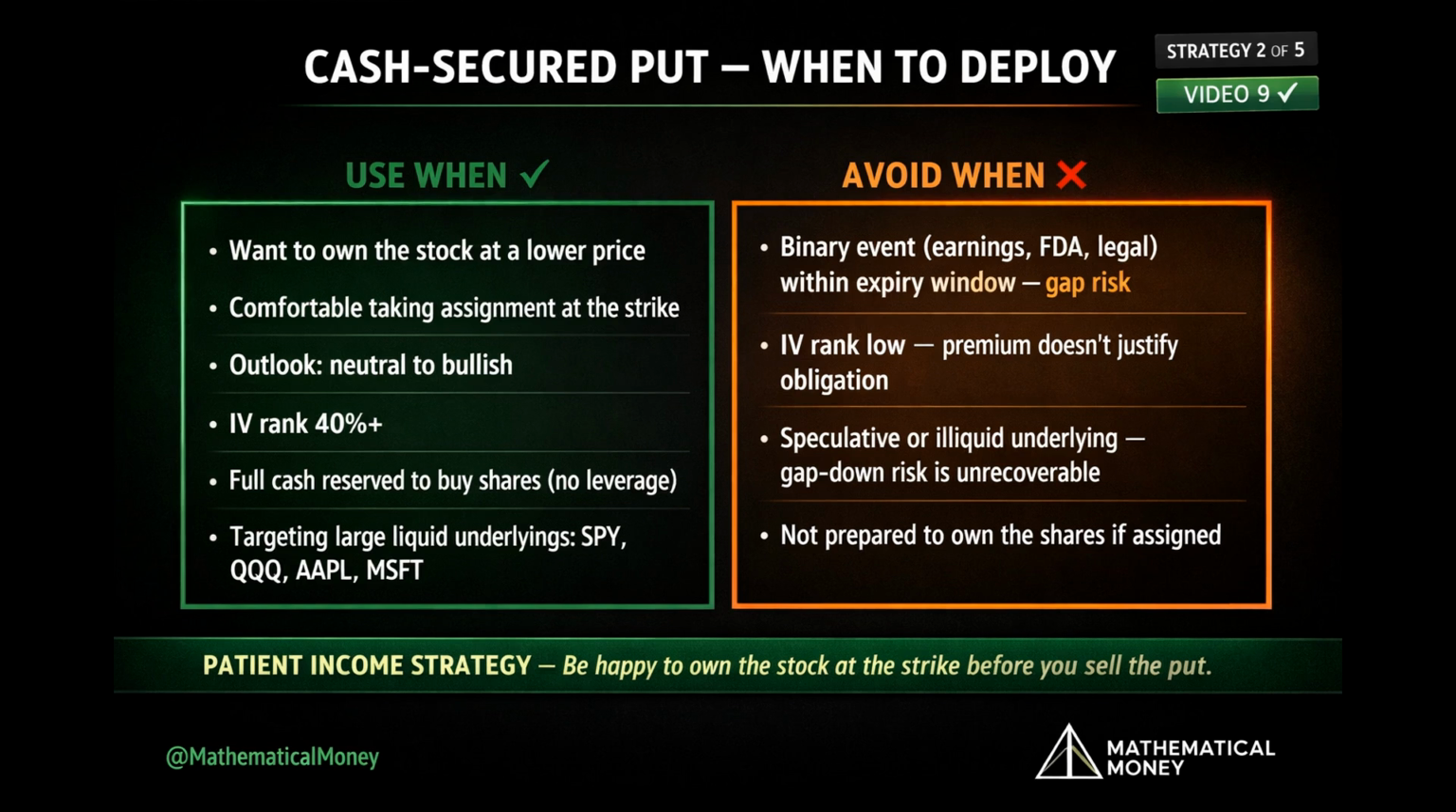The cash-secured put works best on large, liquid, fundamentally sound underlyings, SPY, QQQ, AAPL, MSFT, where assignment is manageable and the stock has deep structural support. It is a patient income strategy, not a speculation tool.